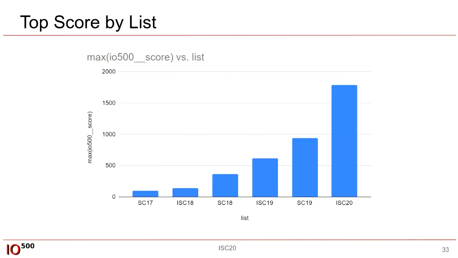And you can see that the top score by list has shown pretty substantial improvement list over list. And as we look back at that, we can see that that's entirely due to the improvement in the metadata, since we haven't had improvements in the bandwidth list over list. So because of people's ability to get higher and higher metadata scores, that's what's resulted in the higher scores. So these are the total scores.